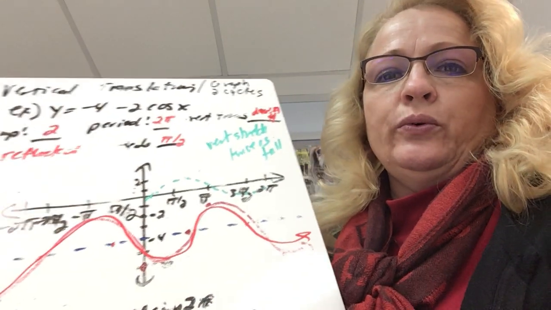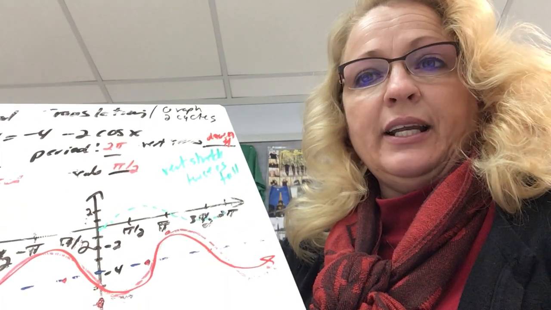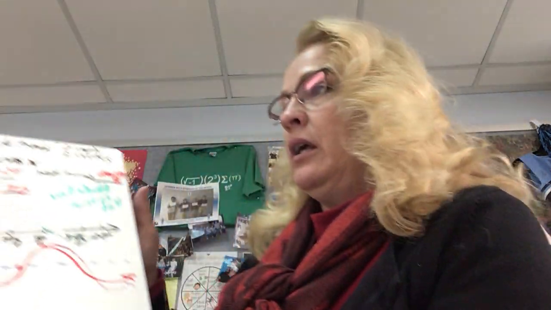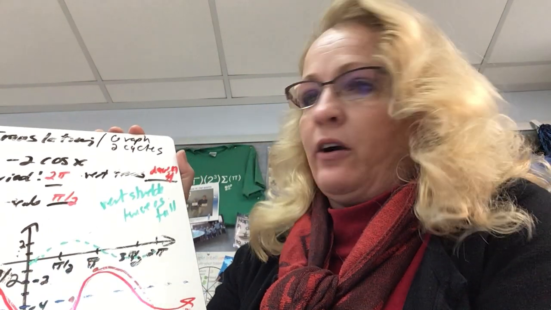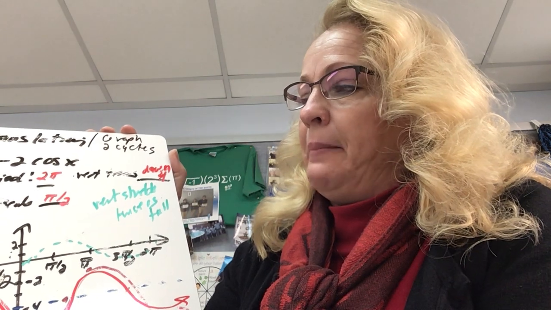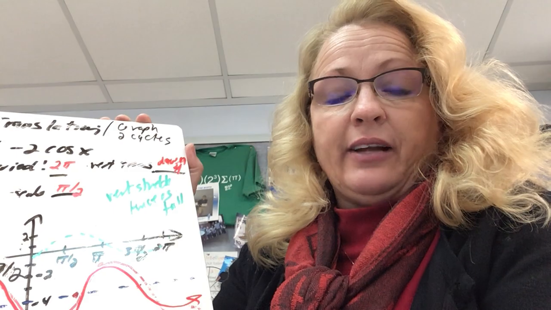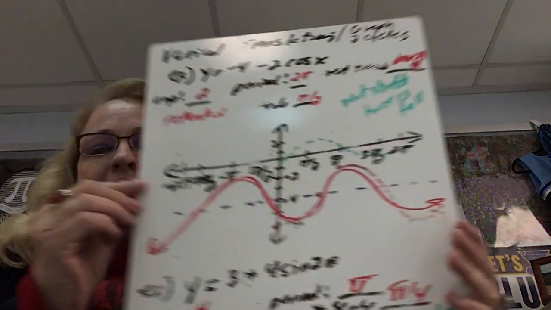So you can use a trig graph template if you've printed it, or if you want to, just write this on notebook paper. Okay, so we're going to go through 4 examples of graphing a trig function and naming all the transformations and comparing it to the parent graph. Okay, we're going to graph 2 cycles as we always have. All right, so let's take a look here.